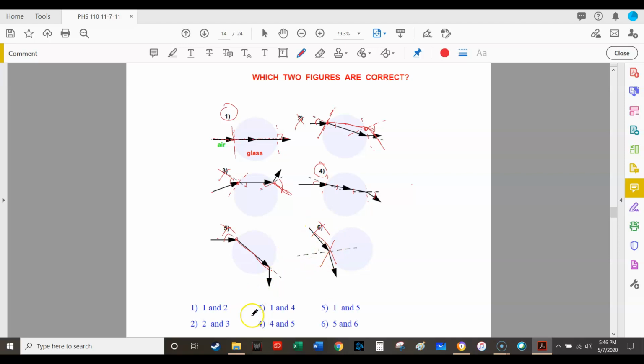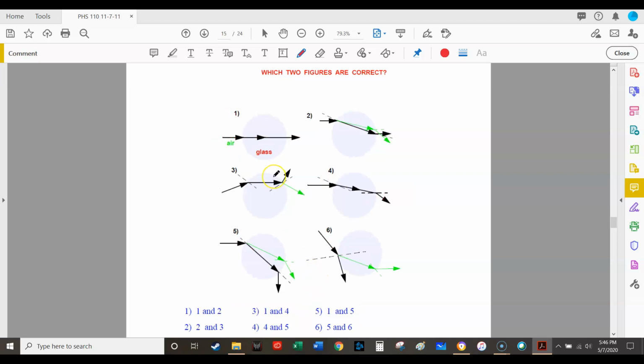So 1 and 4 are correct. So the answer I'm thinking is the answer is 3. Let's check our answers. And it looks like we are correct. Number 1 shows an unchanged line with no green fixes, and our fixes look much like the actual fixes. And number 4 looks like it's drawn correctly. So it looks like we're right in our guesses, or informed guesses, I should say.